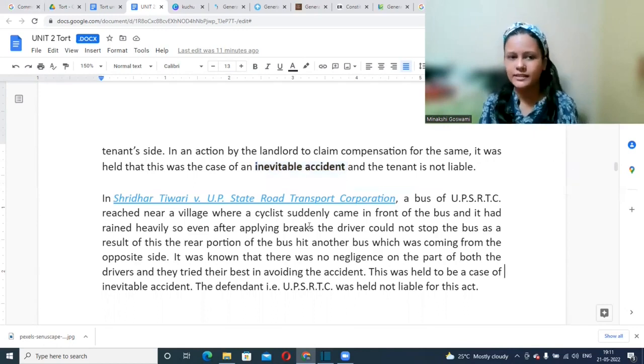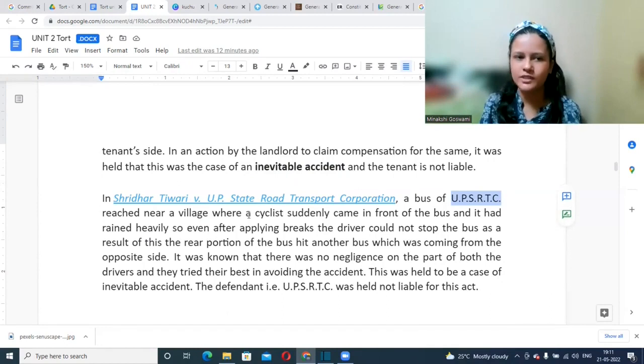In the same way, there was this case, Sridhar Tiwari versus UP State Road Transport Corporation. There was a bus of UP State Road Transport Corporation. There are certain roads, right, like in Ooty, all the roads are very small and it's a very risky sort of road. So there was a similar situation here also.